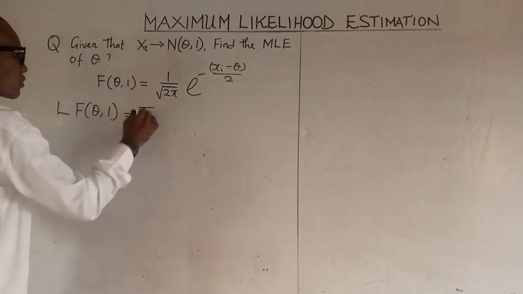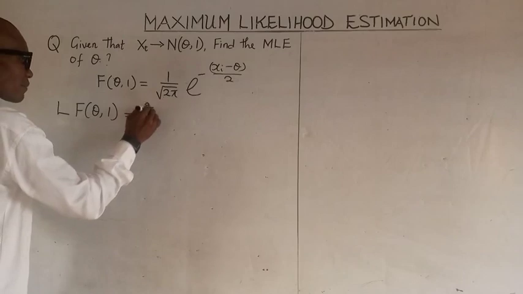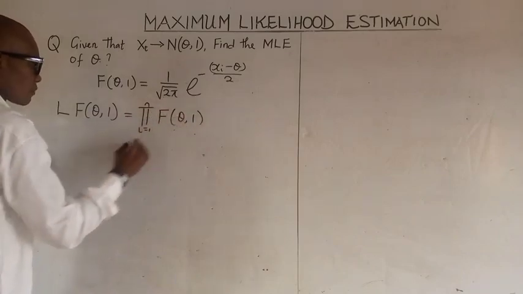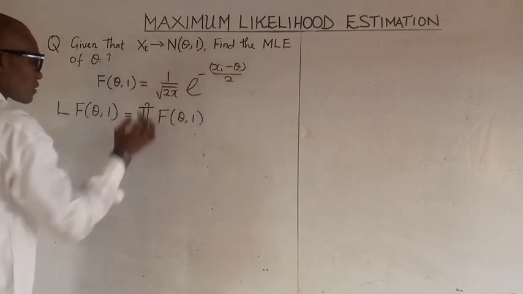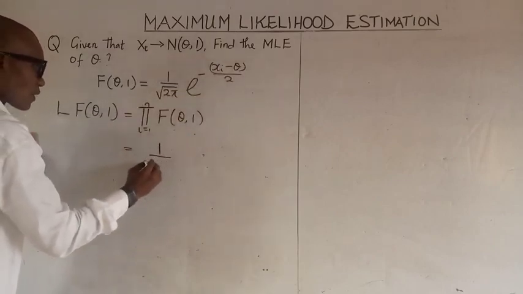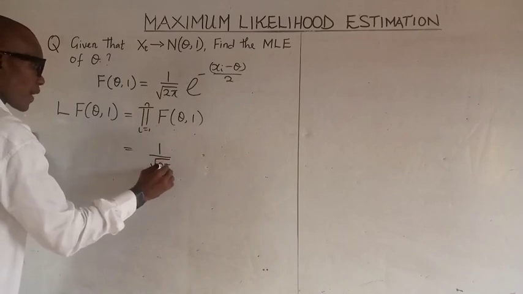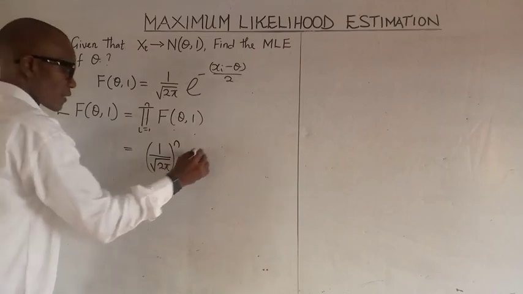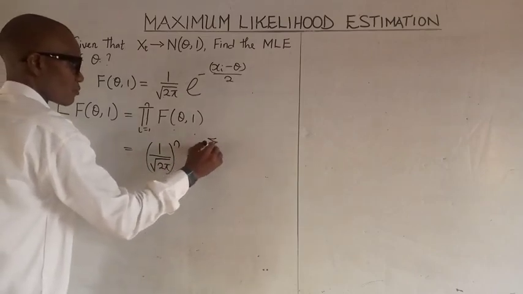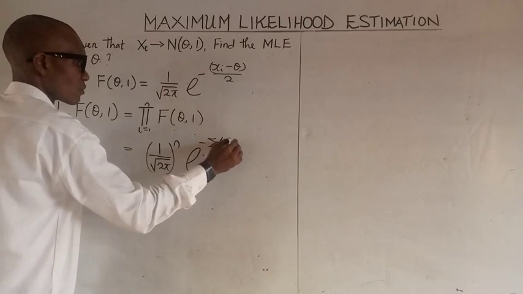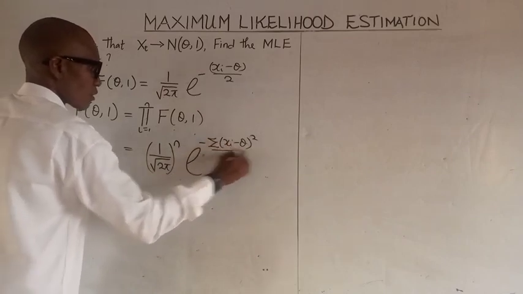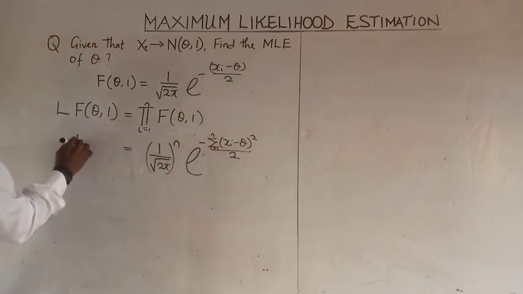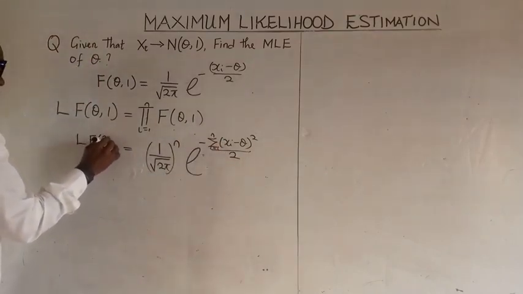So the likelihood function of this is equal to the product n times of this function. If you take the product of this n times, you get 1 over square root of 2 pi to the power n, and exponential, because you sum this n times, of minus the sum of (xi minus theta) squared all over 2. So this is what we got. This is the likelihood function.